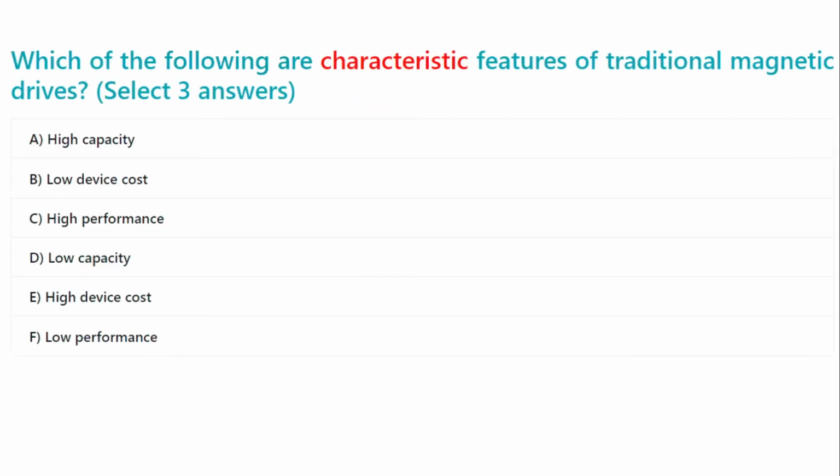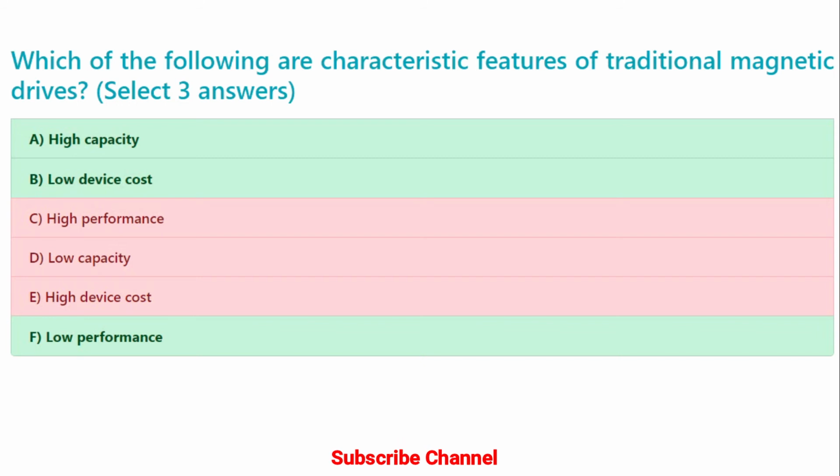Which of the following are characteristic features of traditional magnetic drives? Select 3 answers. A. High capacity. B. Low device cost. C. High performance. D. Low capacity. E. High device cost. F. Low performance. The correct answers are A. High capacity. B. Low device cost. F. Low performance.